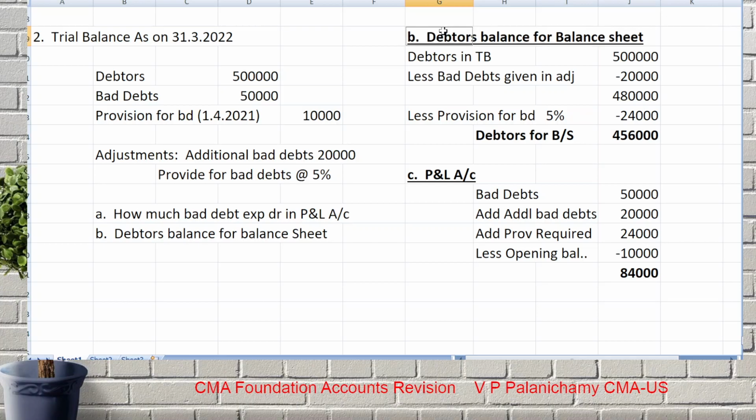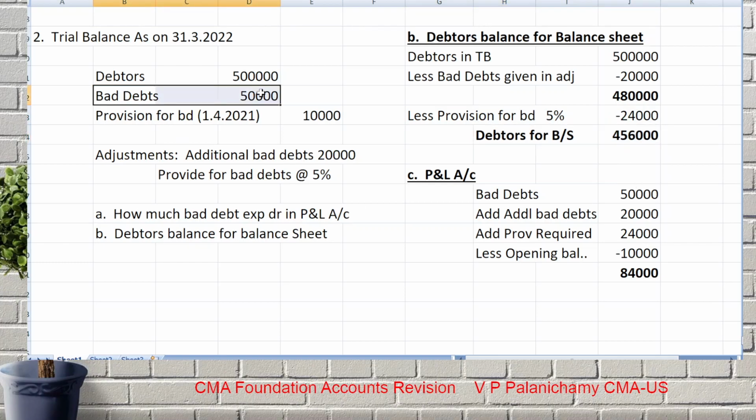Once again I repeat, pay attention. What is debtors in trial balance? 5 lakhs. Why are we not reducing this 50,000? Already the journal entry is passed, already adjusted. So 20,000. Then this additional bad debts we have to adjust, 20,000. 4,80,000 debtors. Then 5% provision. Net debtors per balance sheet 4,56,000.